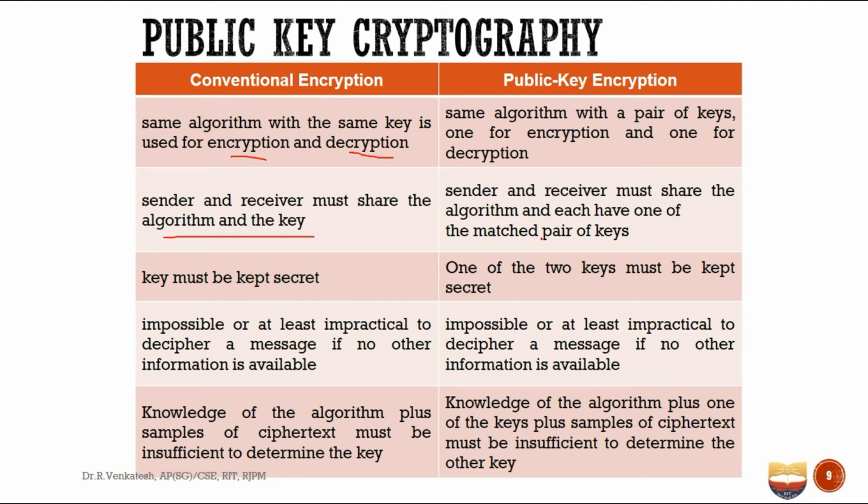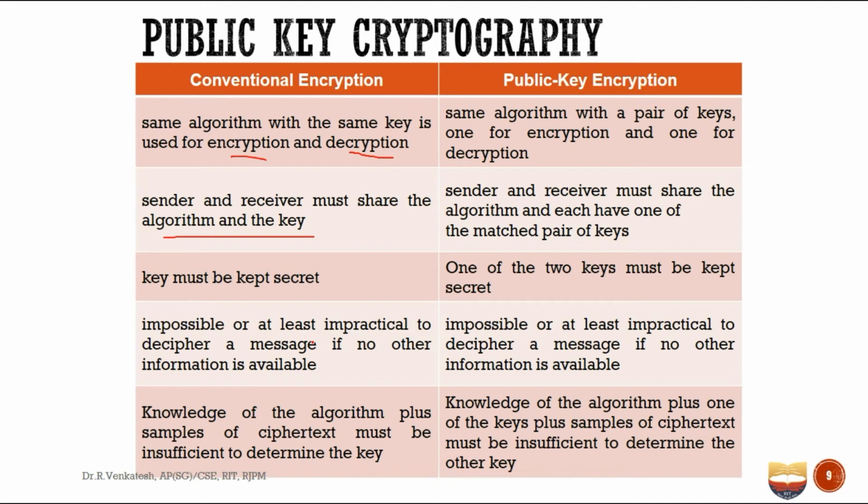Because we are using asymmetric or public key encryption, we are using two different types of keys. In conventional encryption the key must be kept secret; we are using one and only one key, and that key is kept secret. Here in the public key encryption system, any one of the two keys must be kept secret.